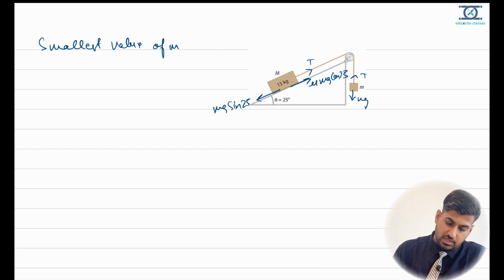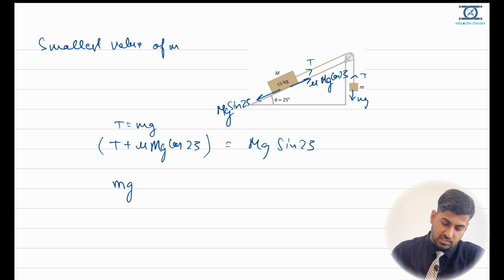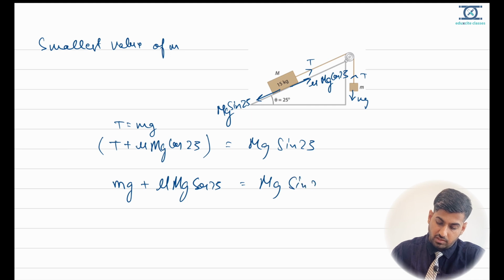Rest all will remain the same, so I can make the equation as T equals mg, and the second equation is T plus nu Mg cos 25, again capital M, my mistake, this will be capital M, equals capital Mg sin 25. T can be written as small mg, so small mg plus nu capital Mg cos 25 equals capital Mg sin 25.